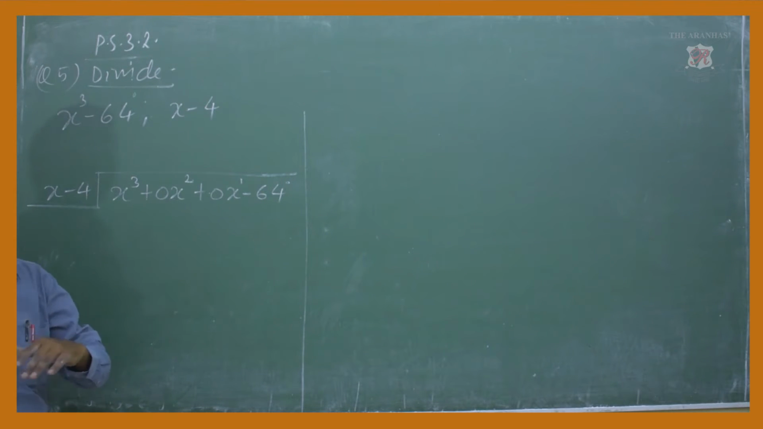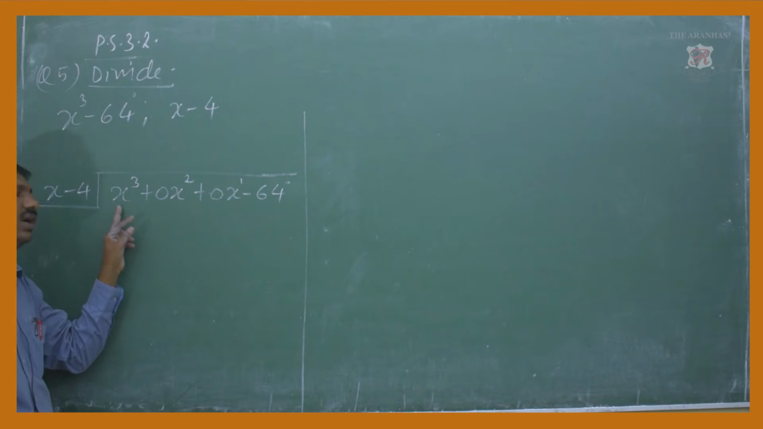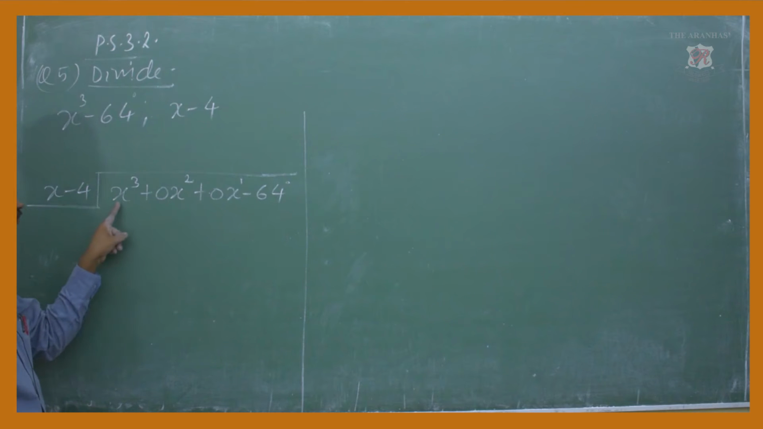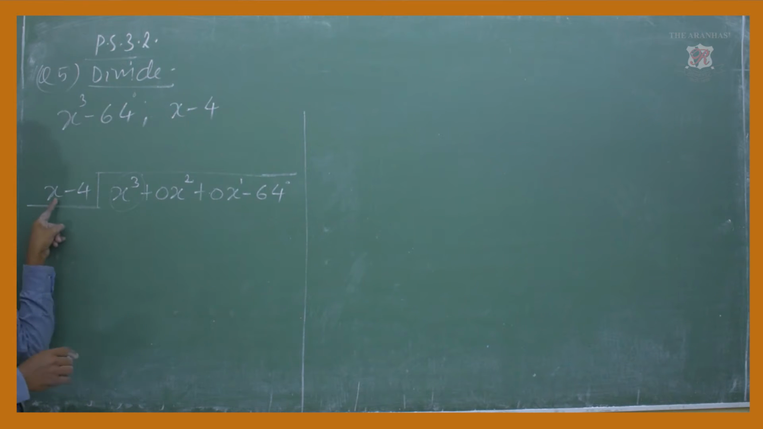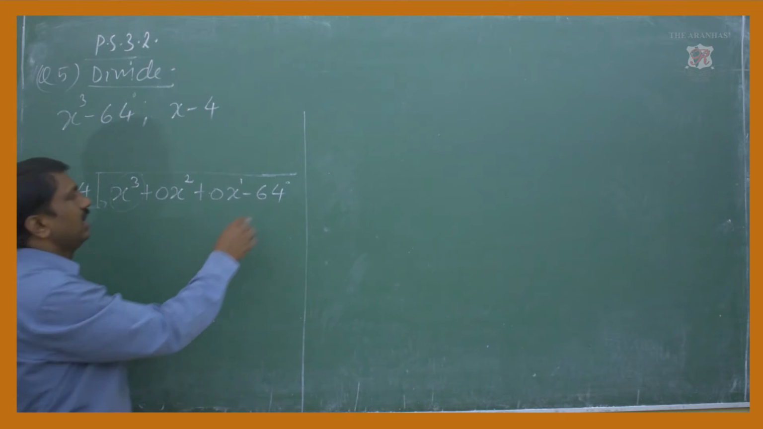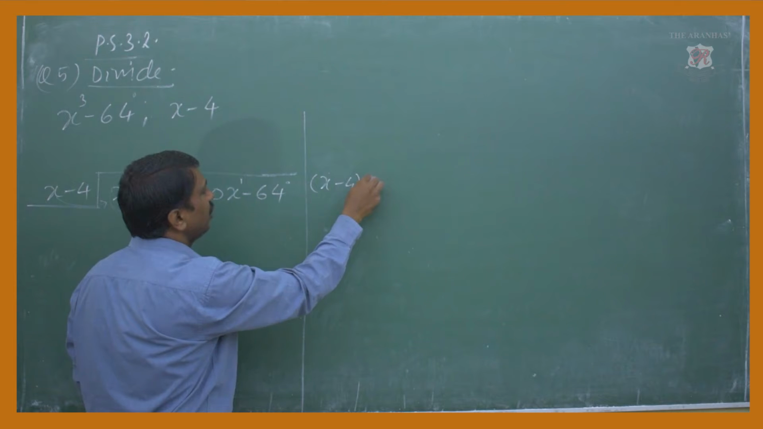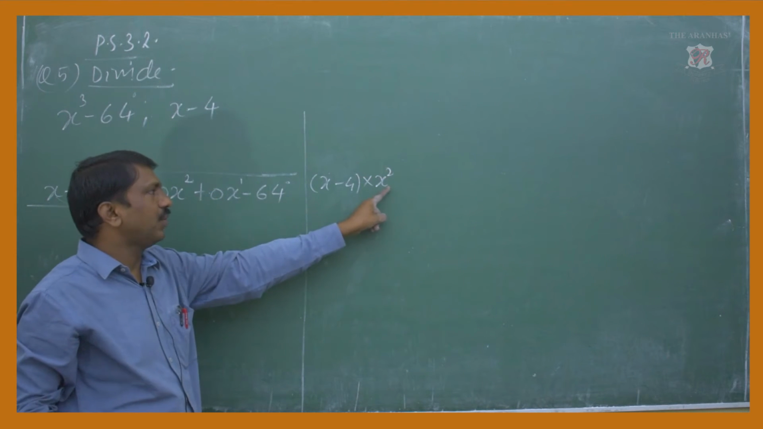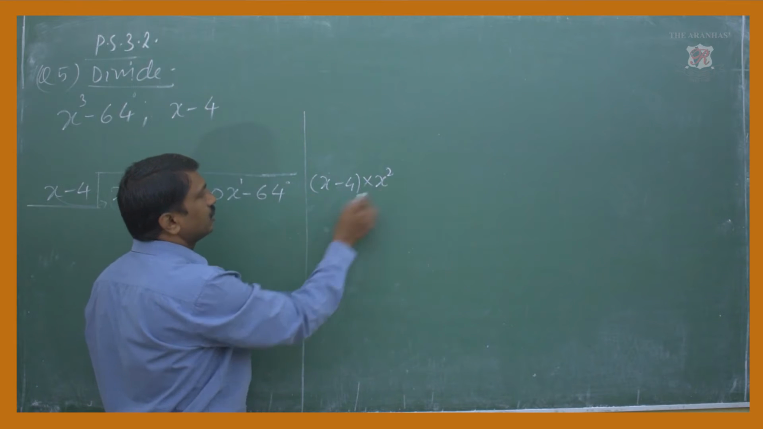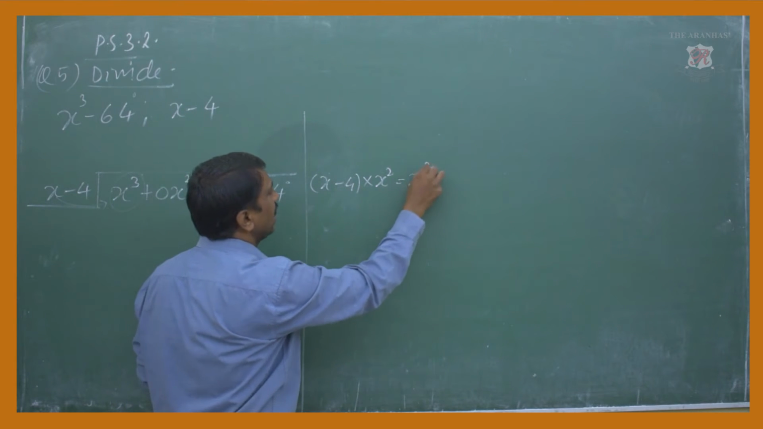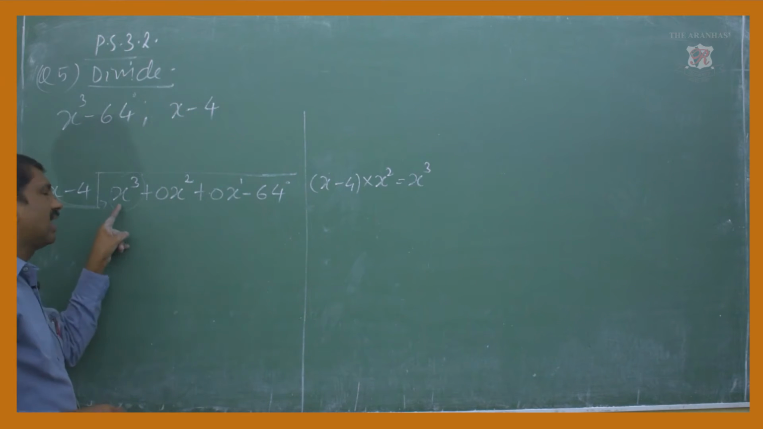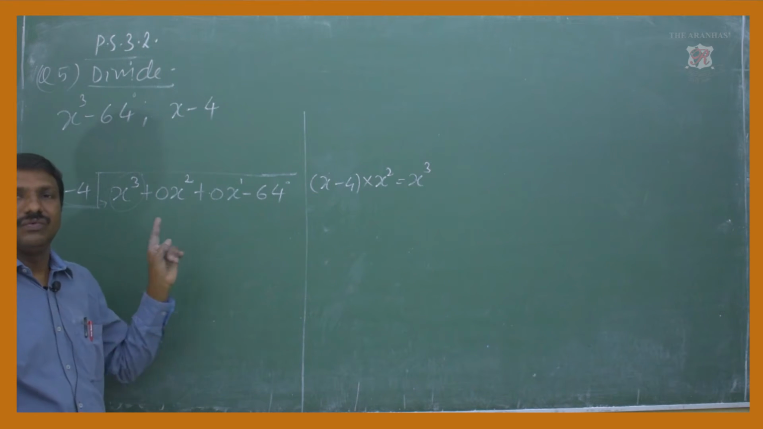After that, what do we have to do? Always remember the first term. What is the first term of your dividend? The first term of the dividend is x cube, and the first term of your divisor is x. To get x cube, by what do we multiply the divisor? It is simple: if we multiply x minus 4 by x square, x square into x gives x cube. So always you make the like term of the dividend with the divisor.